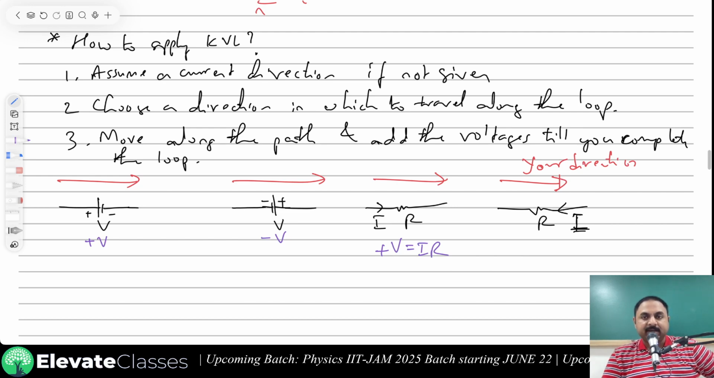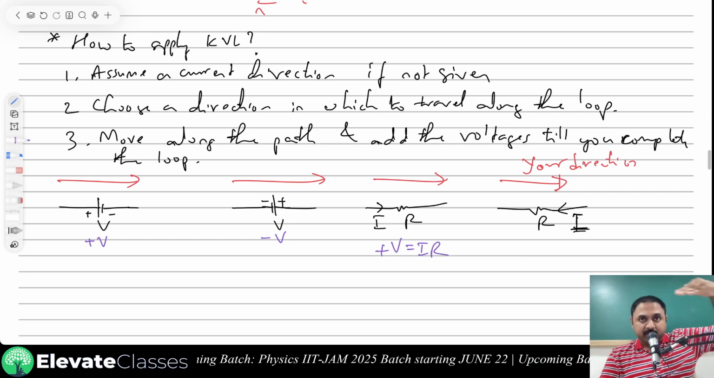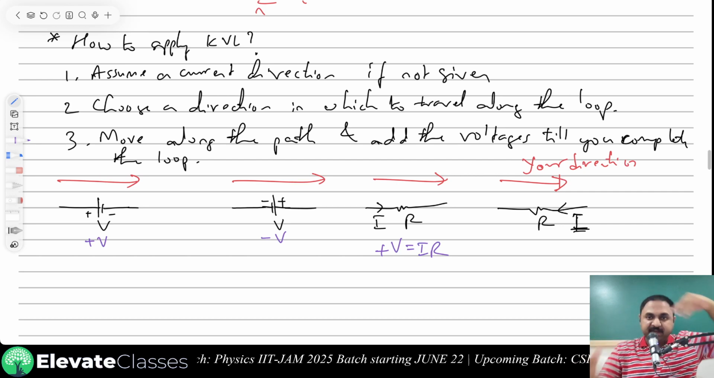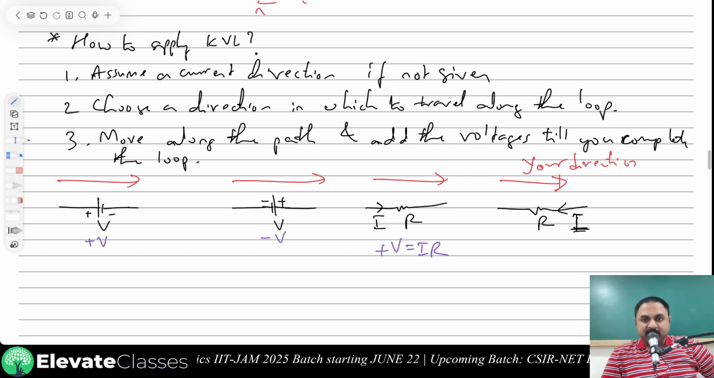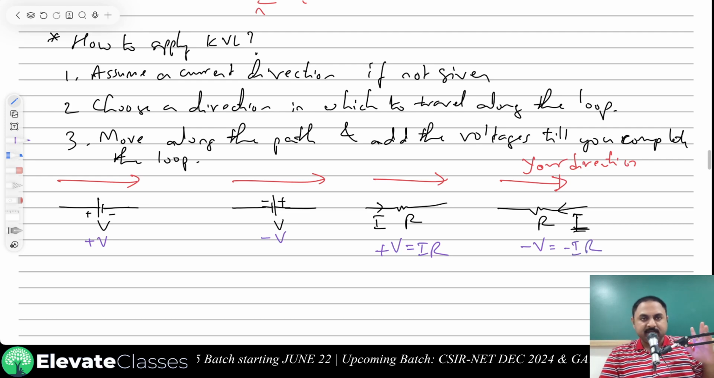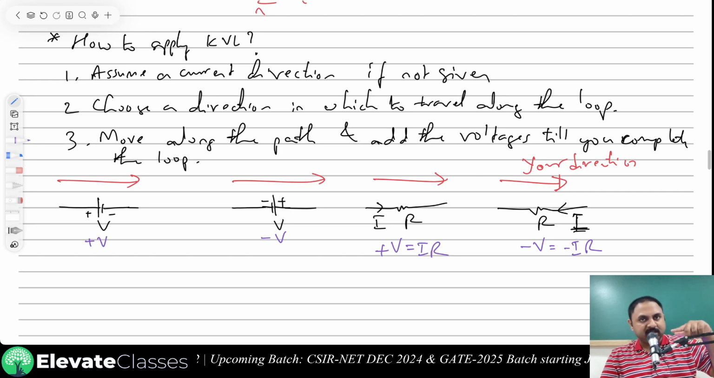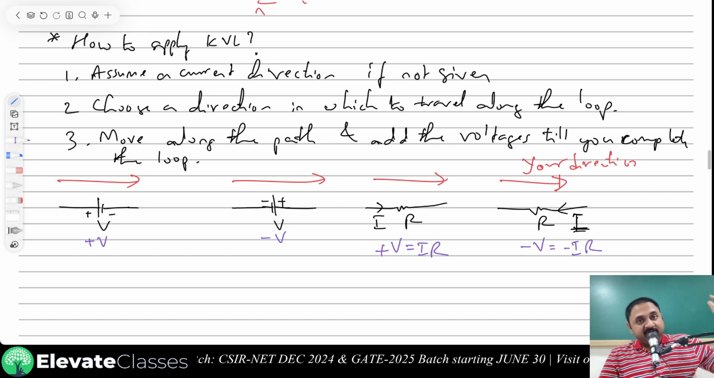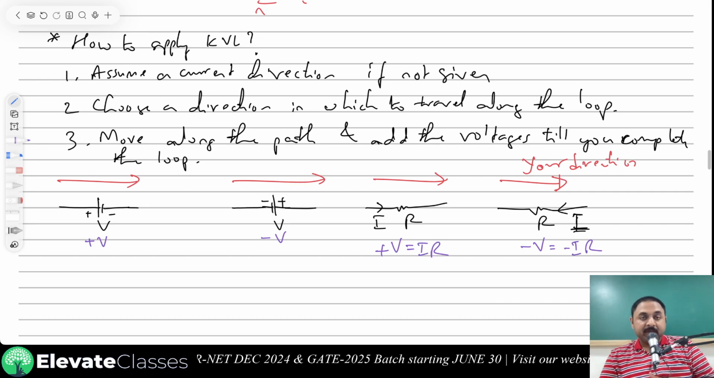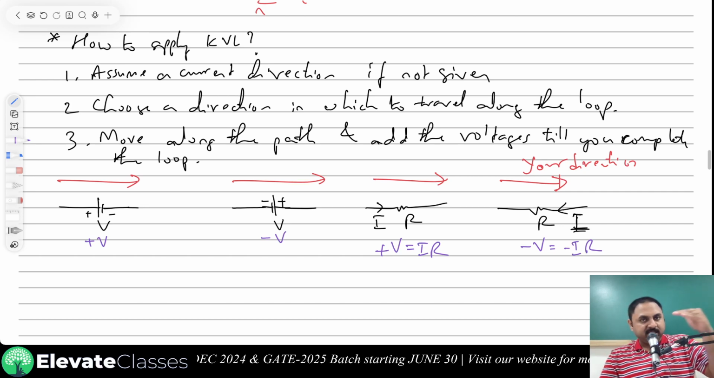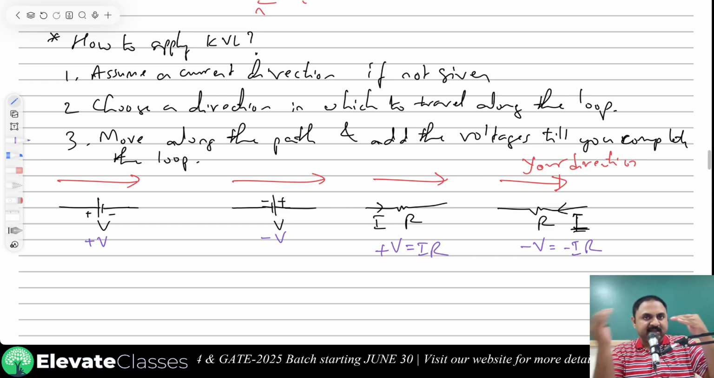So you can write plus IR. Your direction, you are moving from left to right, current is moving in the opposite direction. In this case, you will write minus V, or you will write minus IR. Is that clear? Only two things are possible. You will either encounter a voltage source, or you will encounter a resistor. If a voltage source, either the polarity is positive or negative, whichever you hit first, write that sign. If for a resistor, current is flowing through the resistor, so voltage V is equal to IR.